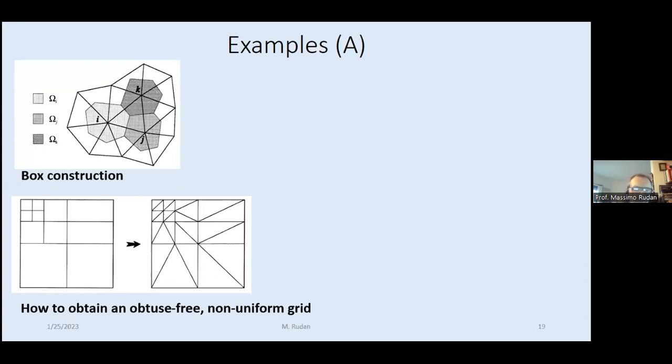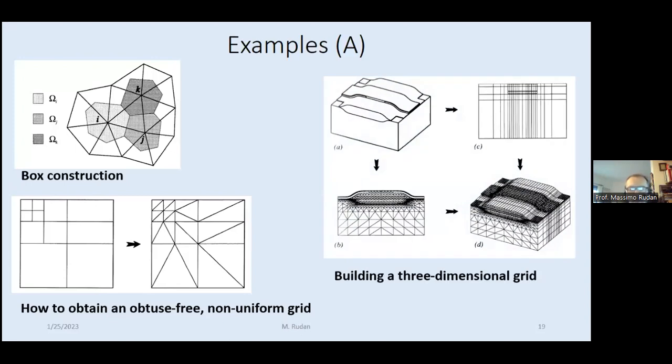The grid must be, of course, very dense where we expect that quantities like concentrations of the electrons and holes change much. On the other hand, the grid must be coarse in the regions where the semiconductor is almost uniform. In three dimensions, we replicate a two-dimensional grid on many planes, like in the figure on the right.